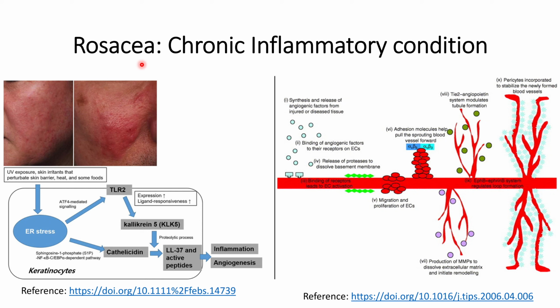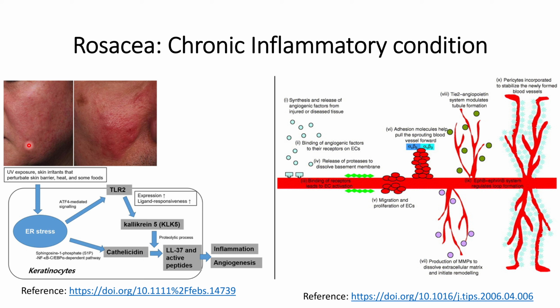In this video, we will discuss rosacea. It's a chronic inflammatory condition, and it is shown in this figure. It is basically the redness of the skin that occurs because of inflammation, because of the activation of an inflammatory condition.